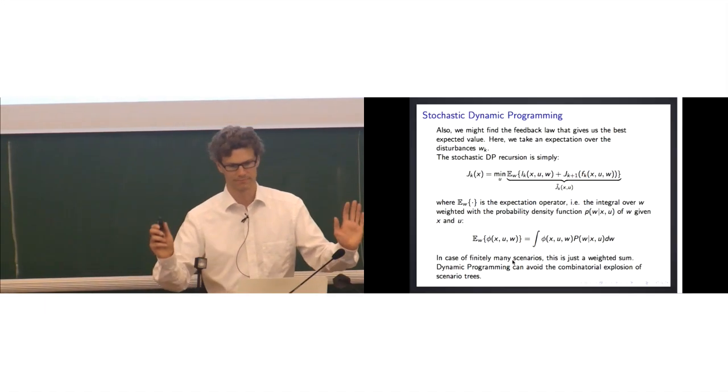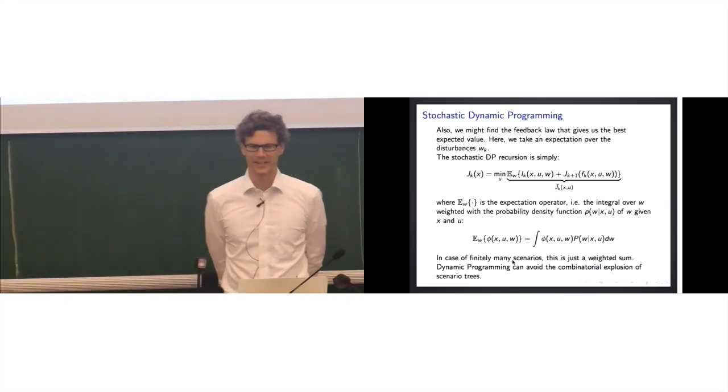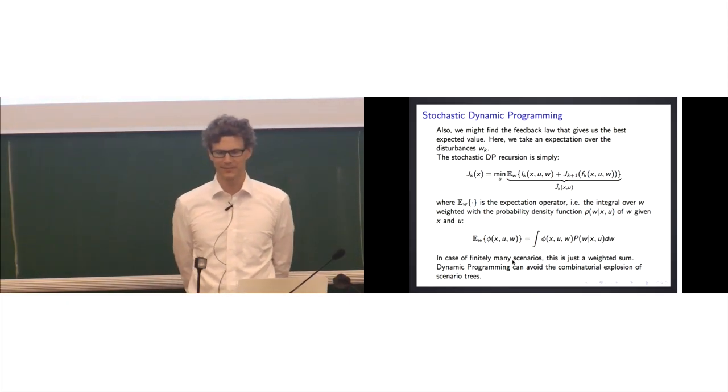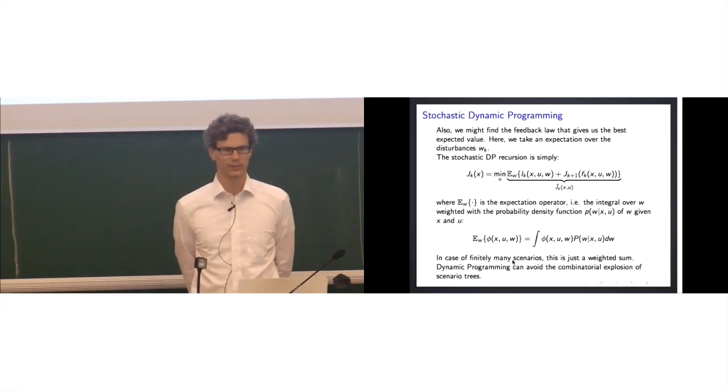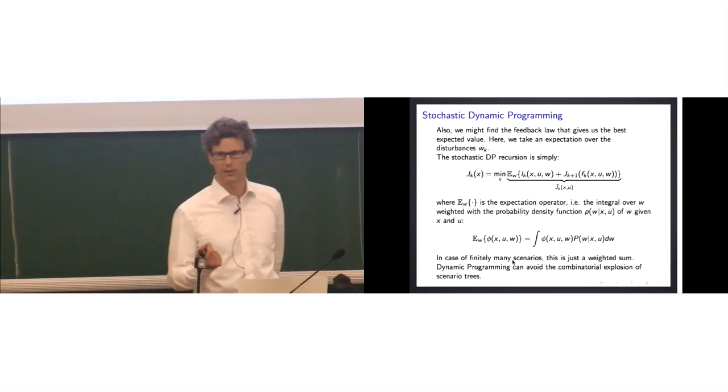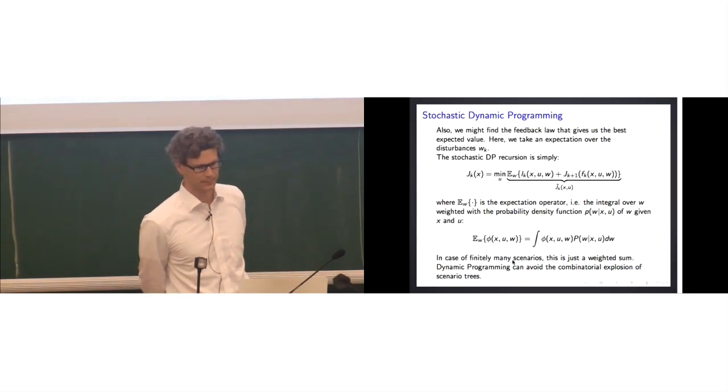We would just minimize the expected value of the next stage cost plus the expected value of the cost to go after one time step. And here we need to take the expectation over all realizations of W, and W is now a random variable that might depend on x and u. So it might be that the probability distribution of W depends on x and u. That's why I introduced this p(W | x, u).